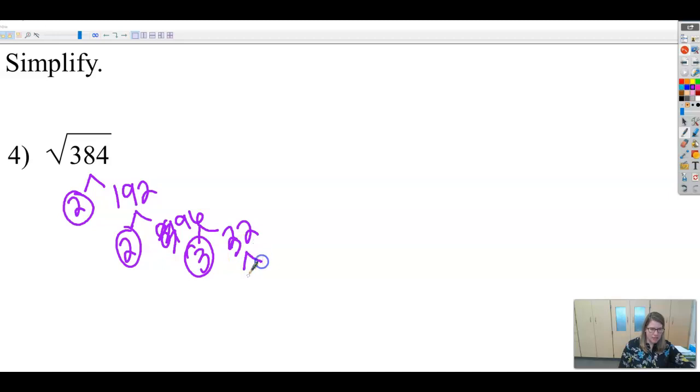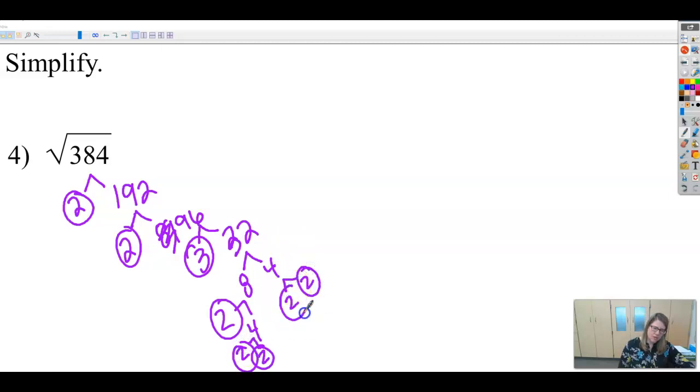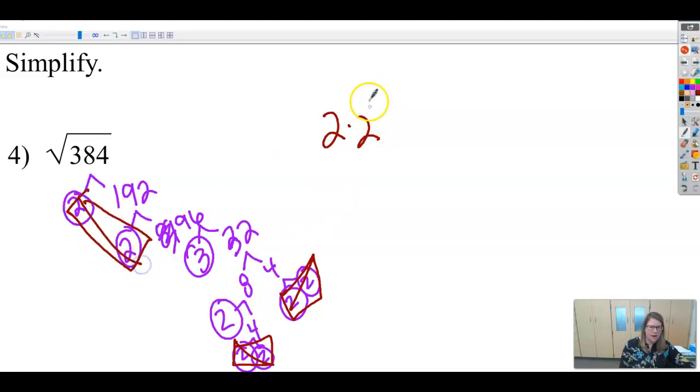And then 32 is equal to 8 times 4. 8 is 2 times 4. 4 is 2 times 2. And then we have 2 more 2's. So we've got a lot of numbers here. Now we're looking for pairs. So anything that happens twice, I'm going to cross it out and bring just one out front, because 2 underneath the square root means 1 outside. So another one there. Another pair here.